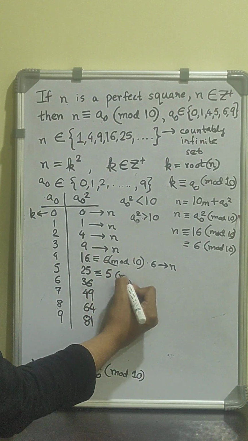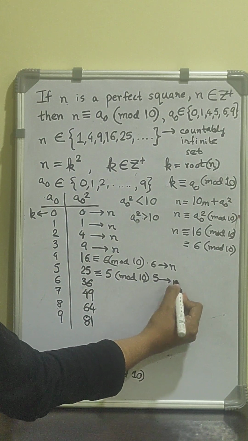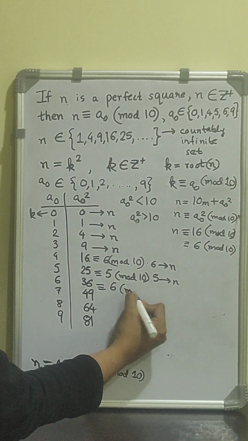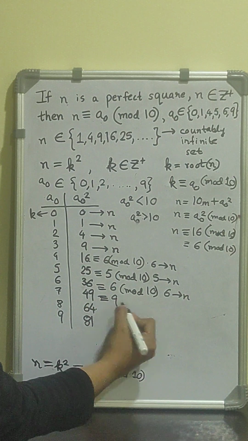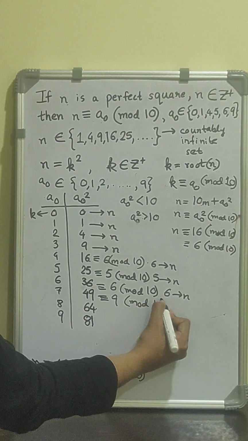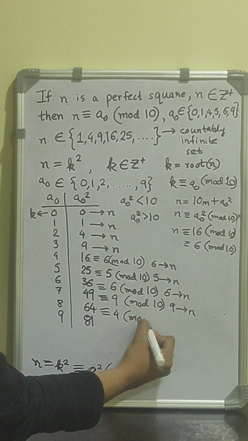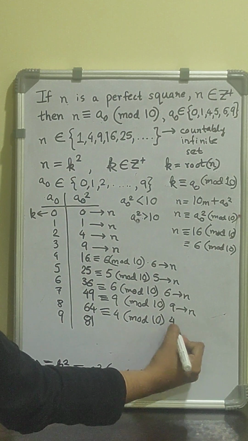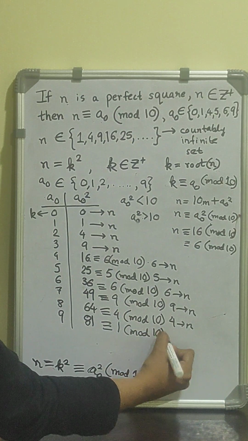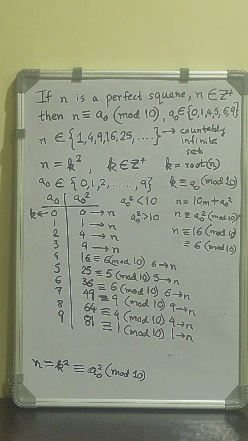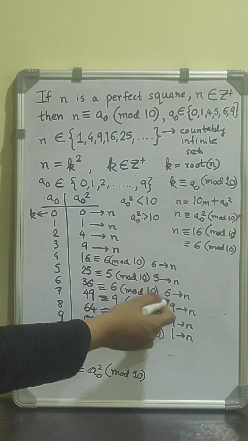This will be 5 mod 10. The last digit of n is 5. This would be 6 mod 10. The last digit of n is 6. This will be 9 mod 10. The last digit of n is 9. This would be 4 mod 10. The last digit of n is 4. This would be 1 mod 10. The last digit of n is 1. And there you go. I have a list of all possible last digits of n.